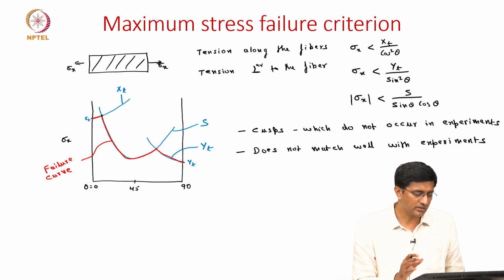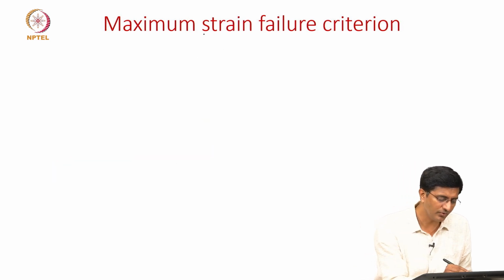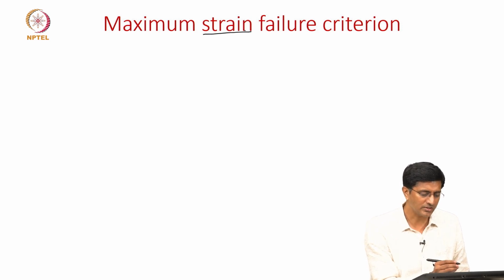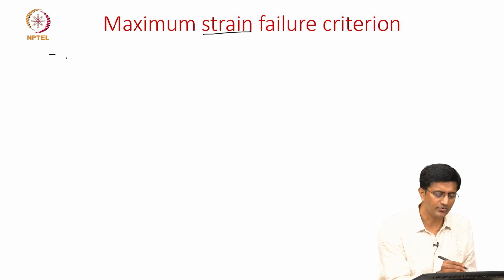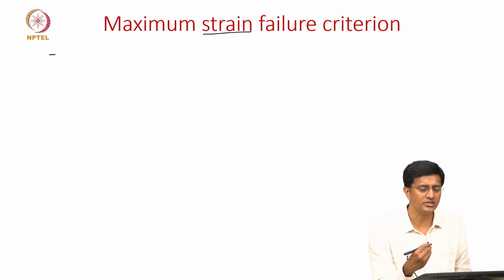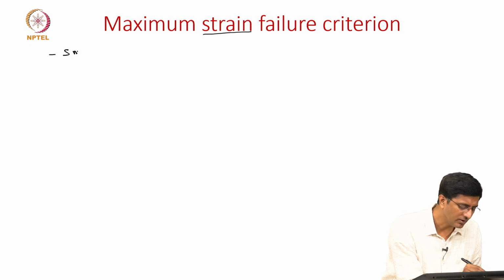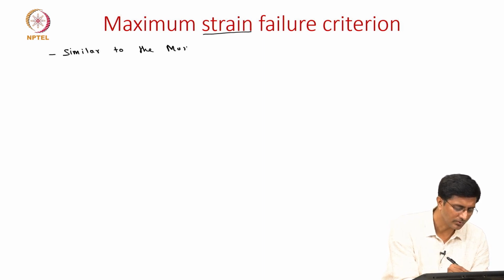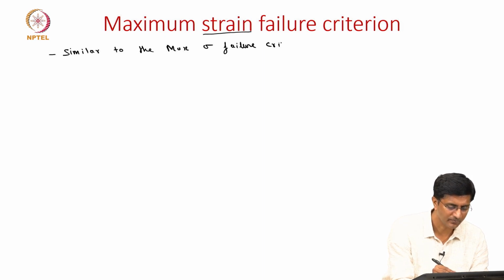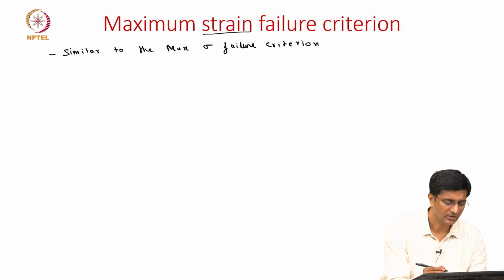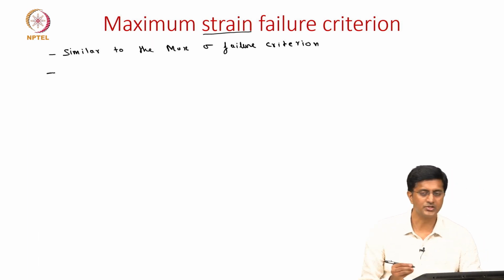Now let's move on to another failure criteria, which we call the maximum strain failure criteria. As you can see, it is very close to the maximum stress failure criteria. The only difference is, instead of stresses, now we are focusing on the strains. So it is similar to the maximum stress failure criterion. Instead, here we are looking at strains.